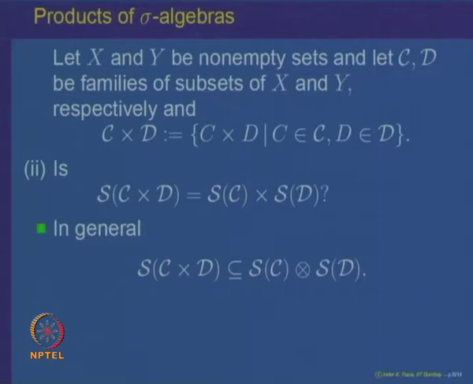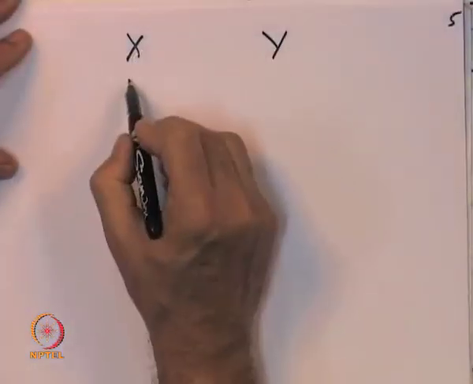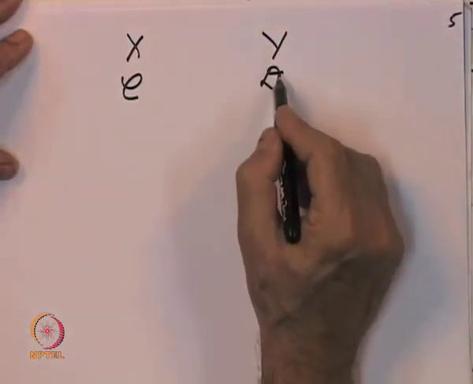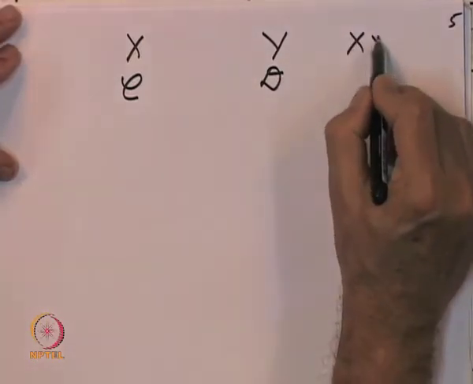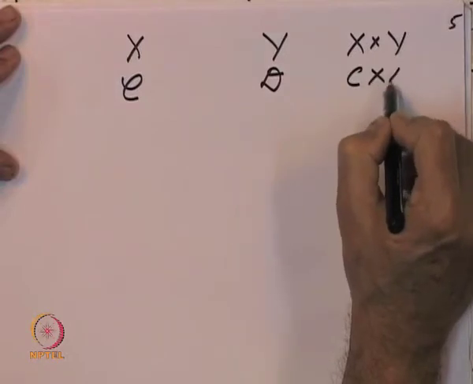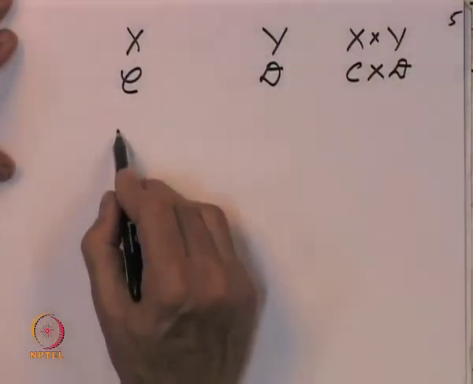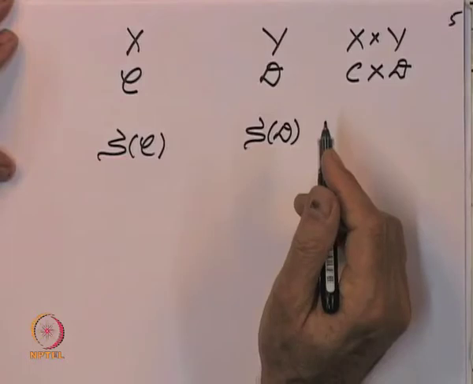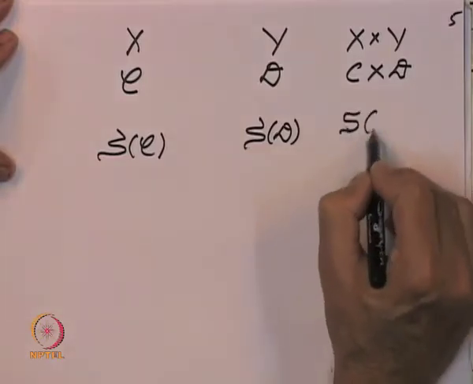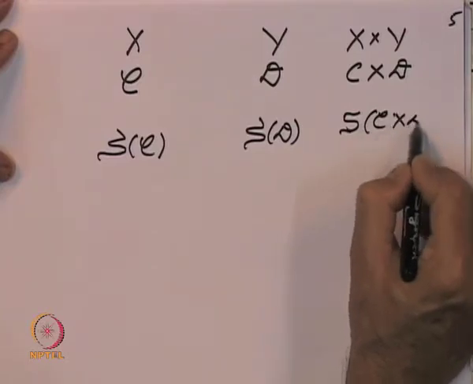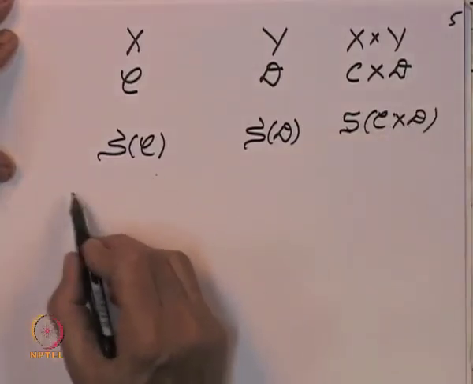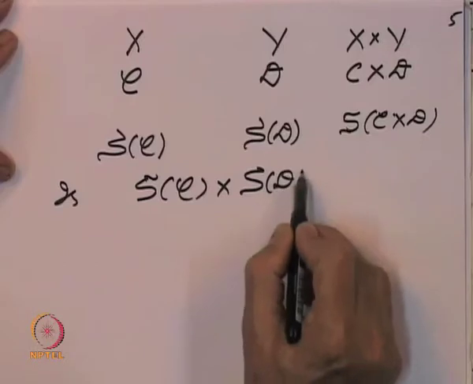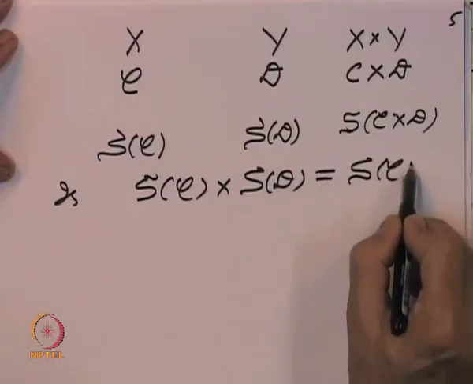So, we have got a set x, we have got a set y, we have a collection C of subsets of x, we have a collection of subsets of y, that is D, and we form a collection of subsets of x cross y, that is C cross D. So, we can generate the sigma algebra by C, we can generate the sigma algebra by D, and also we can generate the sigma algebra by C cross D. So, the question we are analyzing is: is S of C cross S of D equal to S of C cross D?